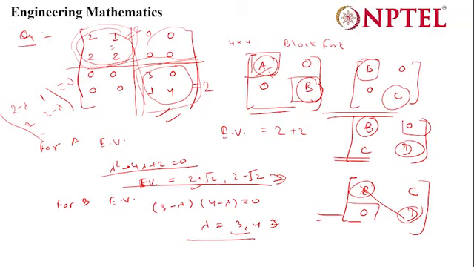Now they are asking to calculate the eigenvalues. So the eigenvalues of this whole matrix will be the eigenvalues of A and the eigenvalues of B. This matrix is A and this matrix is B. So then I calculated separately the eigenvalues for this matrix and then the eigenvalues for this matrix.